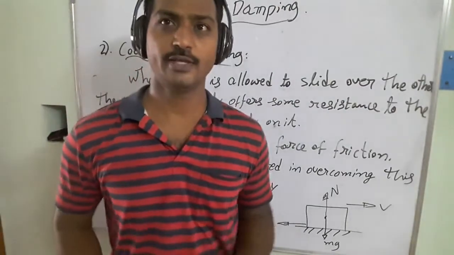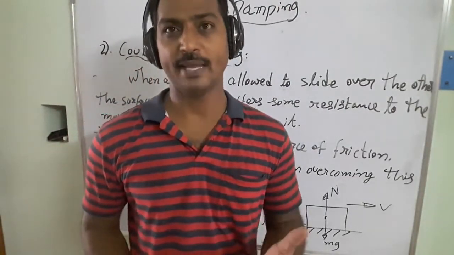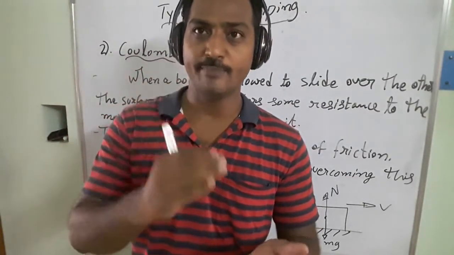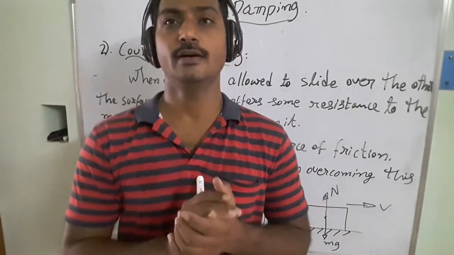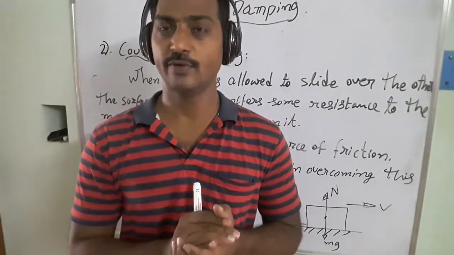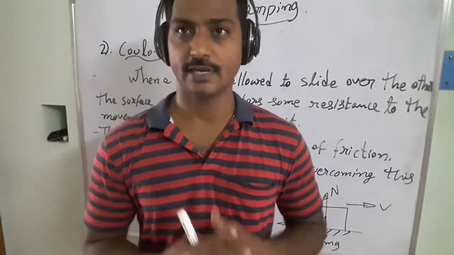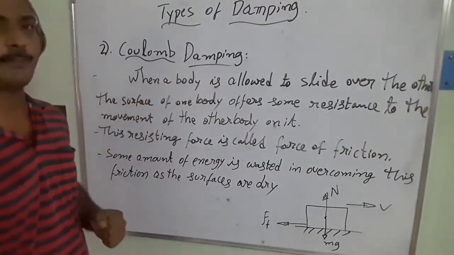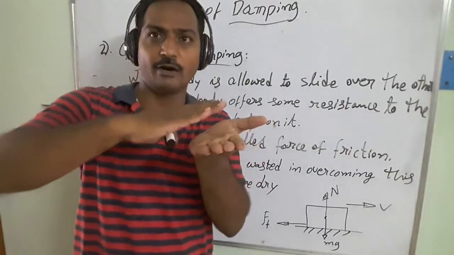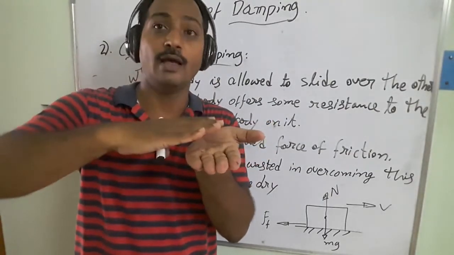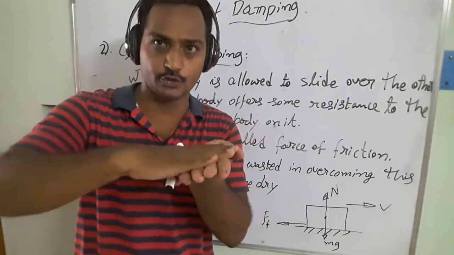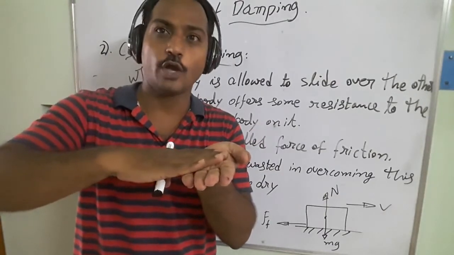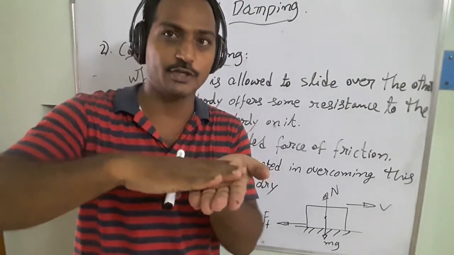Just before, we have seen that viscous damping exists when a vibrating body is within a liquid or fluid. The second damping here is the Coulomb damping. In Coulomb damping, what will happen when two solid surfaces come in contact and there is relative motion between them? There is an interlocking of the surfaces, and friction is generated.